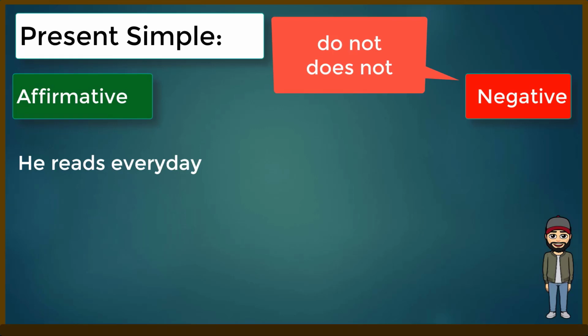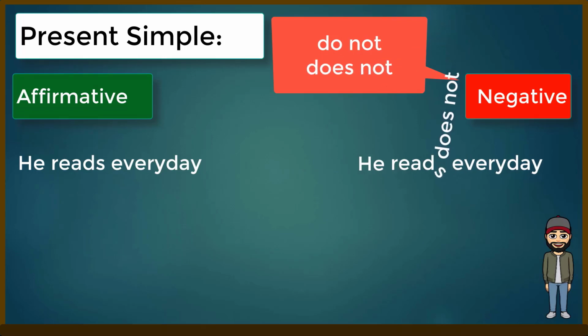If we want to change it to the negative, we add does not. But if we add does not, we have to remove the s from the verb.